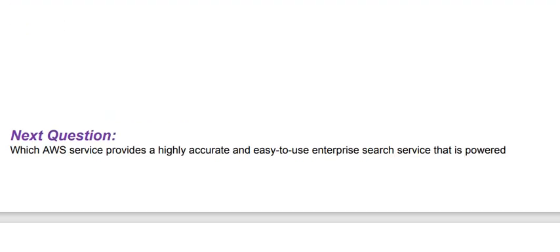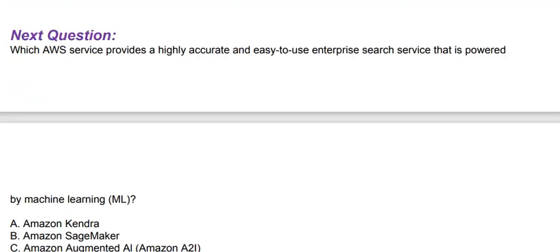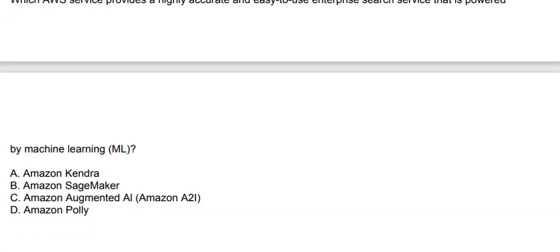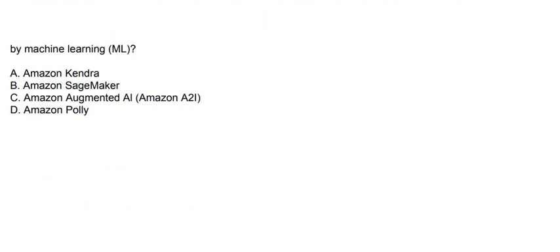Next question is, which AWS service provides a highly accurate and easy to use enterprise search service that is powered by machine learning? Option A, Amazon Kendra. Option B, Amazon SageMaker. Option C, Amazon Augmented AI. And option D, Amazon Polly. The correct answer is option A.